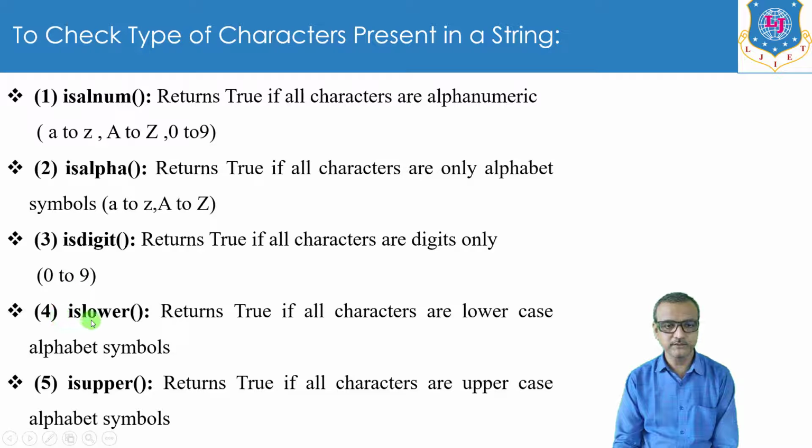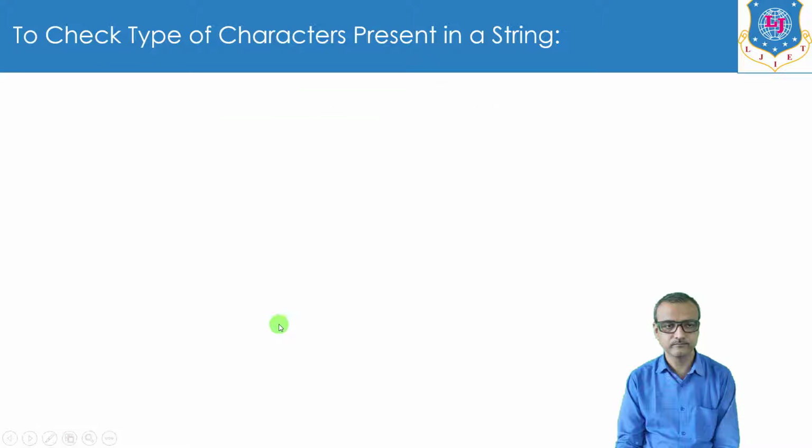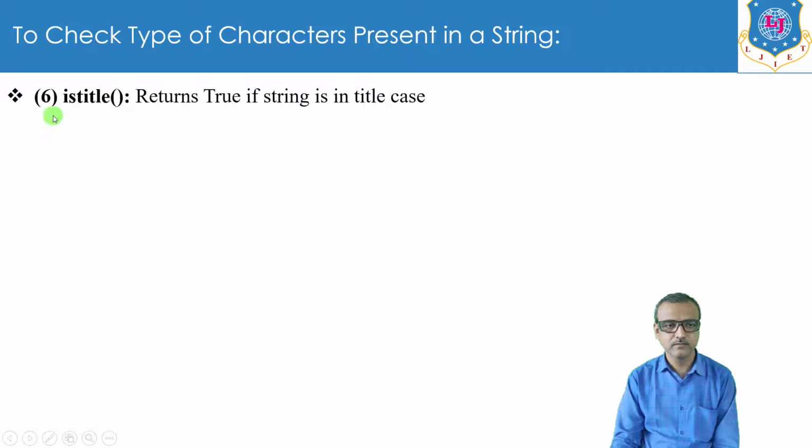The fourth function, islower, returns true if all the characters are lowercase alphabet symbols. The fifth function, that is isupper, returns true if all the characters are uppercase alphabet symbols. The sixth function is istitle, which returns true if a string is in title case.